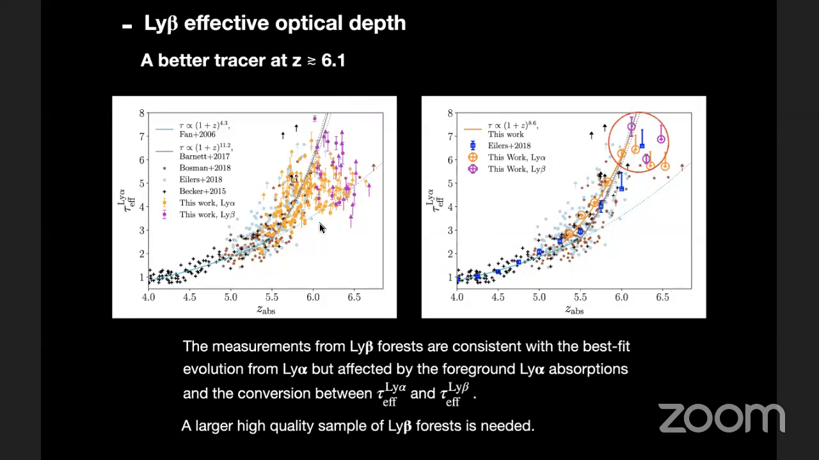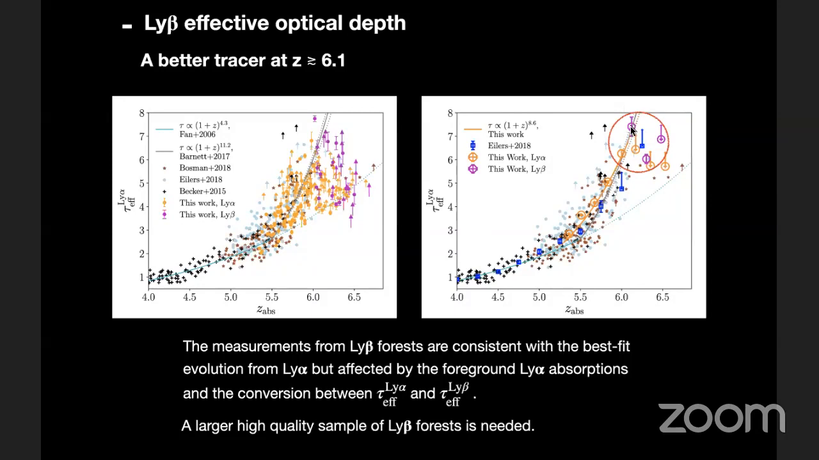But the left panel shows the results from the individual sightlines, and the right panel shows the result from the stacked spectrum. From both, we can see the Lyman beta forest provides additional constraints on the Lyman alpha effective optical depths at redshift around 6 to 6.5, especially from the stacked spectra. So we can see there is a measurement, although with large uncertainty.